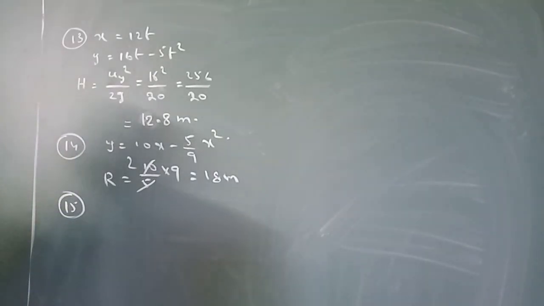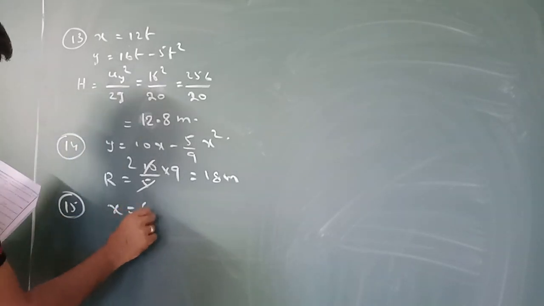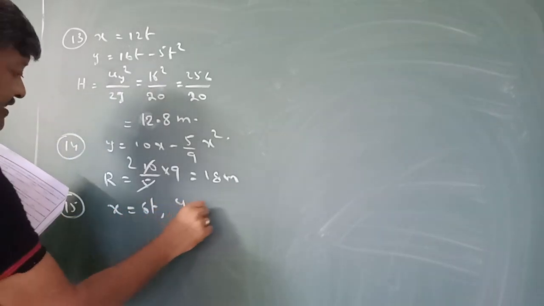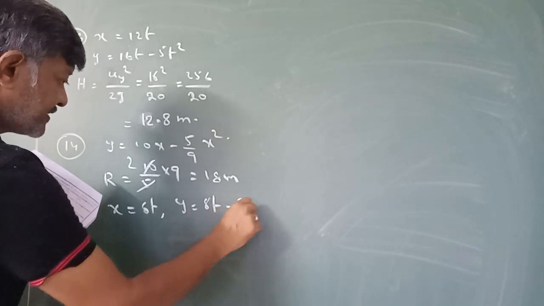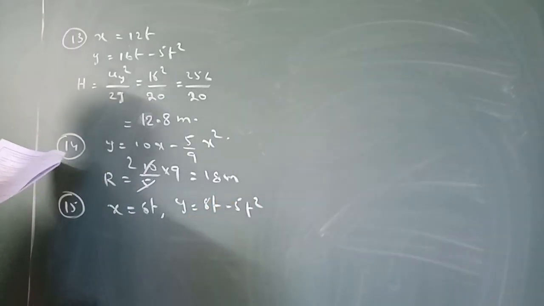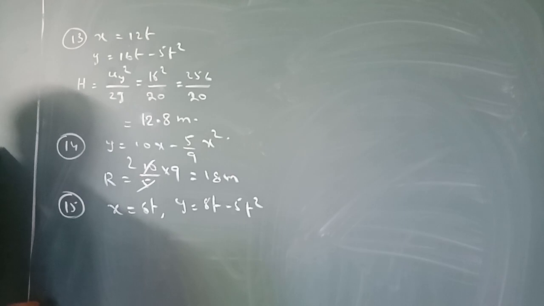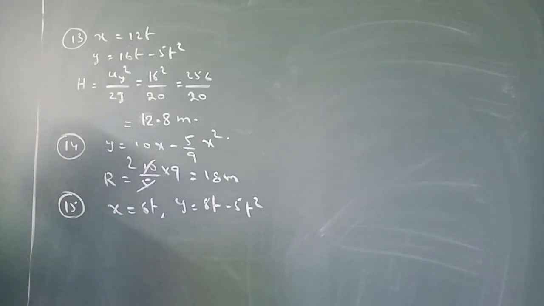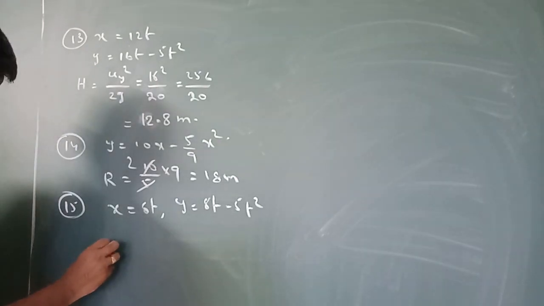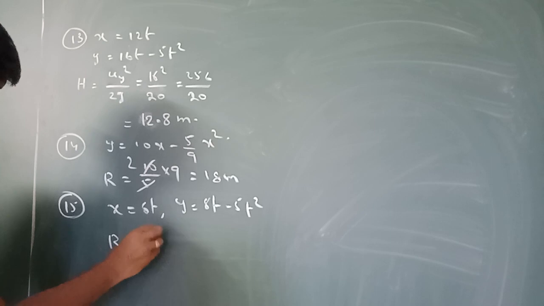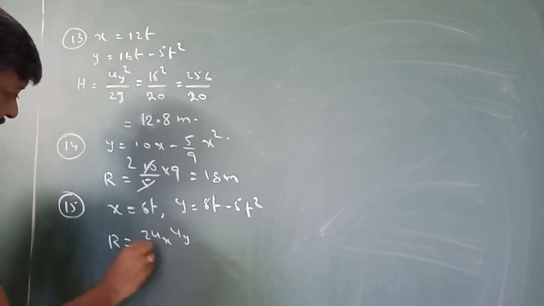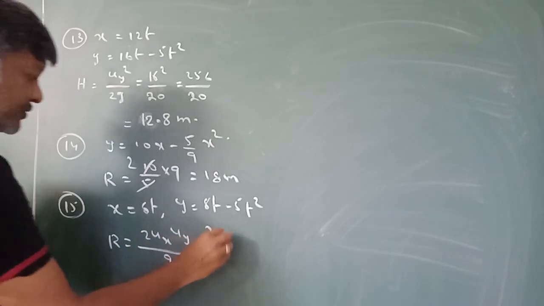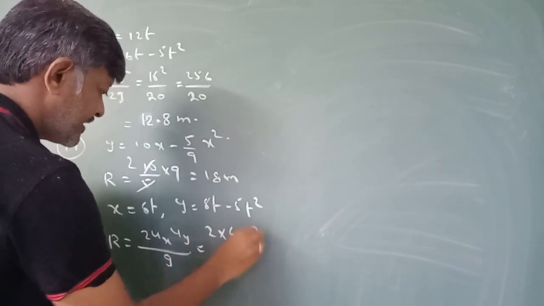15th one. The horizontal and vertical displacements are x is equal to 6t, y is equal to 8t minus 5t square. What is the initial velocity? The range of the projectile is 2 ux uy by g. 2 into 6 into 8 by 10.